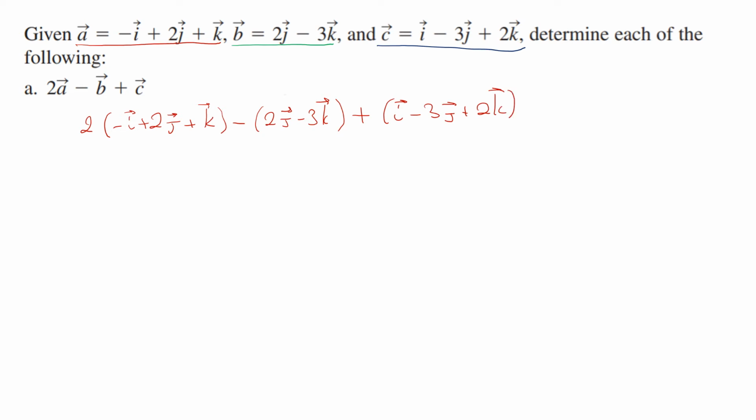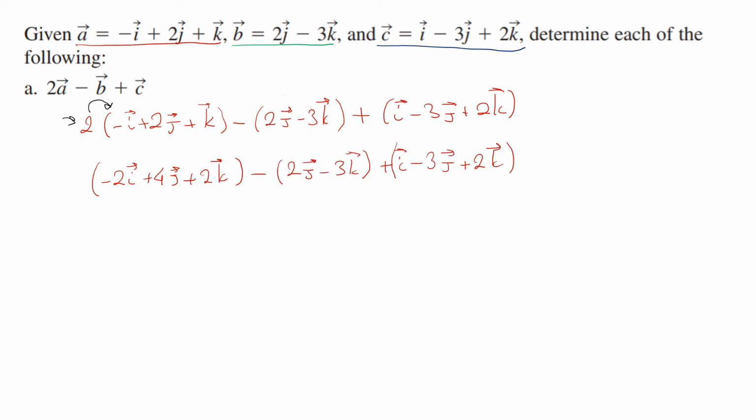Now from here, I can start by distributing this 2 into my brackets because it's multiplied, right? So I'm going to get a value of negative 2i plus 4z plus 2k. And the rest is the same for now. Now I'm going to take everything out of the brackets, so that means distributing this negative into the brackets as well. So I'll just take everything out.